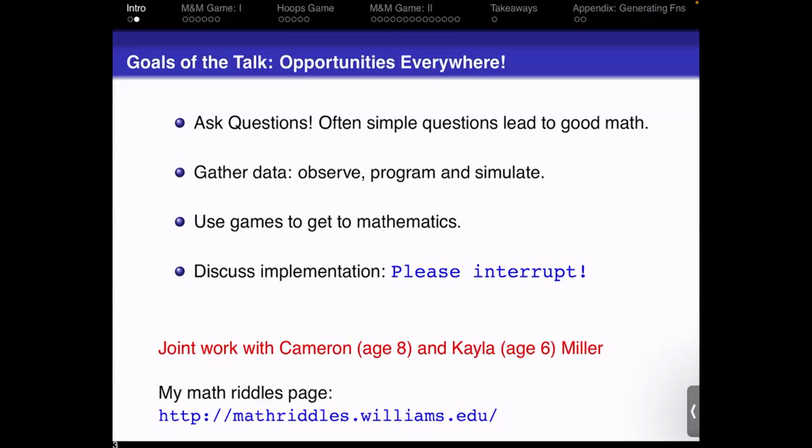I like to use games to get to mathematics. I think it's just fun. And there's an entire class you can teach on game theory. We saw a little bit with the basketball game, and we'll revisit that later today. And then I'll discuss, if time permits, implementations of some of these issues.